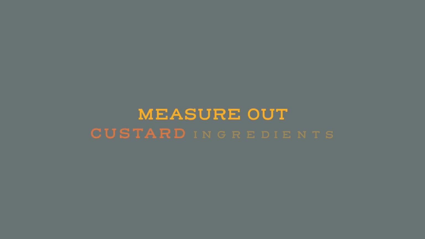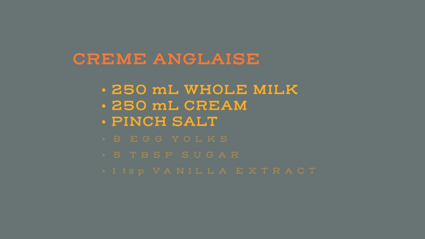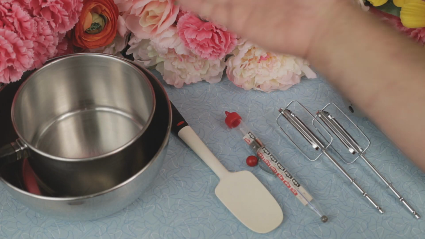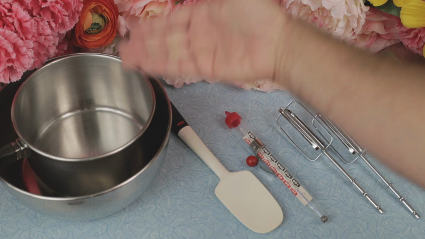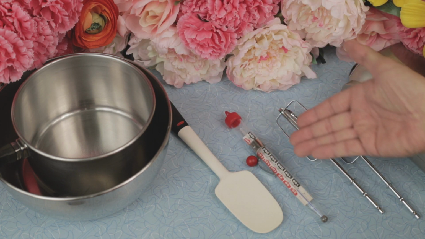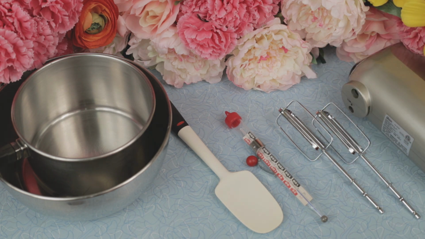Okay, I'm ready to make creme anglaise. First, measure out custard ingredients. For this example, we're making an 8 yolk sauce, suitable for English trifle. 250 milliliters of whole milk, 250 milliliters of cream, pinch salt, 8 egg yolks, 5 tablespoons sugar, 1 teaspoon vanilla extract. You'll also need 2 saucepans, 1 heat-proof silicone spatula, 1 candy thermometer, and an electric hand mixer.